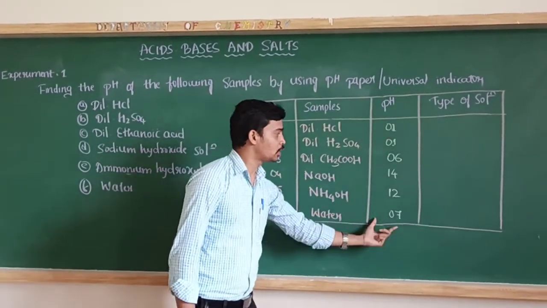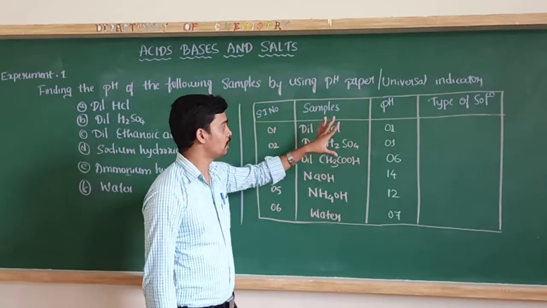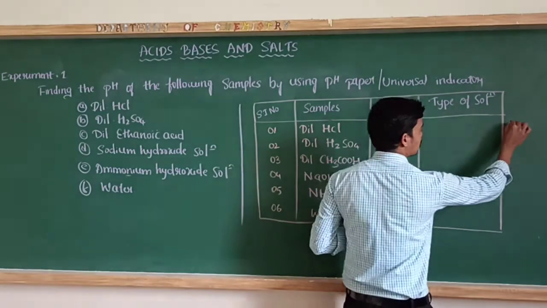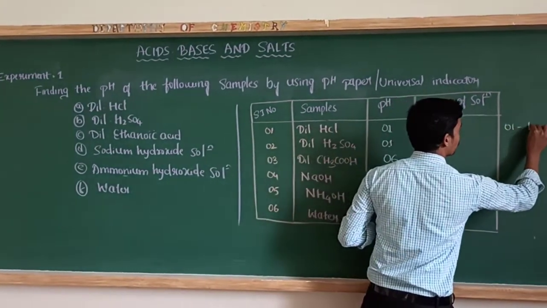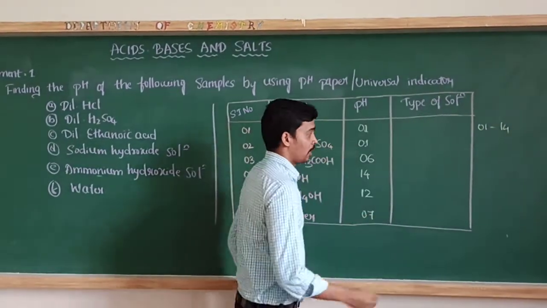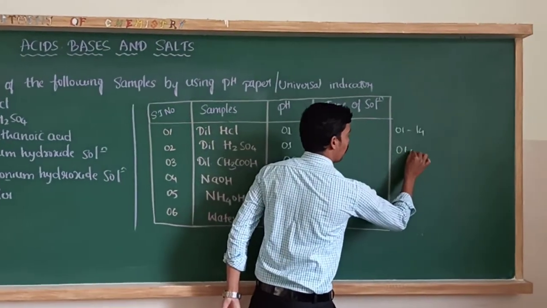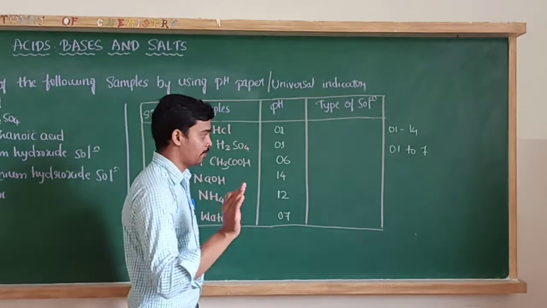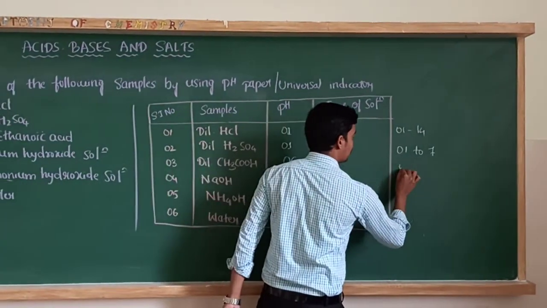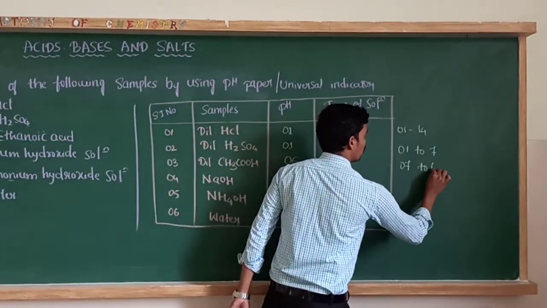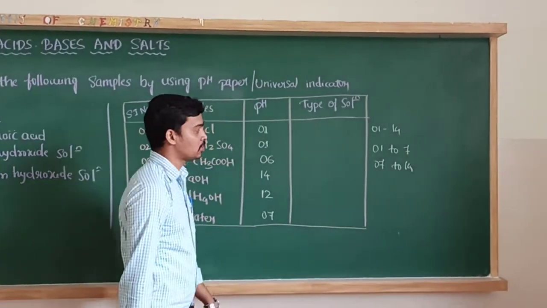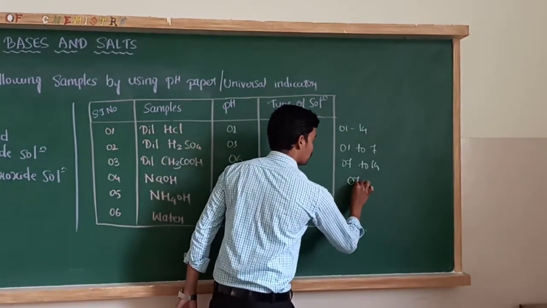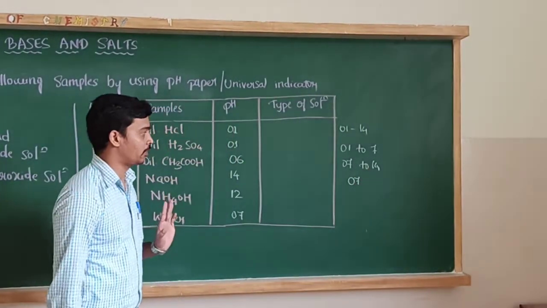Okay, according to the pH value, we have to decide whether the given solution is acidic or basic. We know that the pH scale considers the readings from 1 to 14. If the readings lie in between 1 to 7, that solution is considered as acid. If the readings lie in between 7 to 14, those kinds of solutions are considered as bases. If it is exactly 7, that solution is neutral in nature.